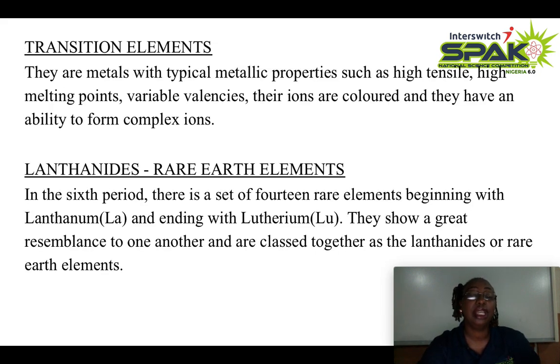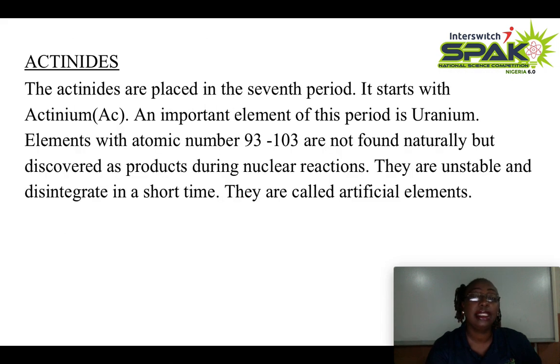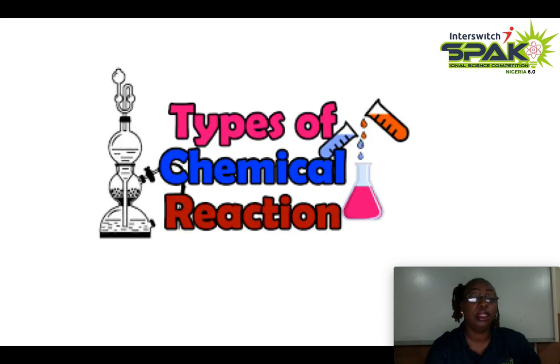We have transition elements, the elements in the d block, and their d orbitals are partially filled. We have scandium, titanium, vanadium, chromium in that group. Then we have others known as lanthanides, which are rare earth elements, and we have actinides as well. They are placed in the 7th period of the periodic table.